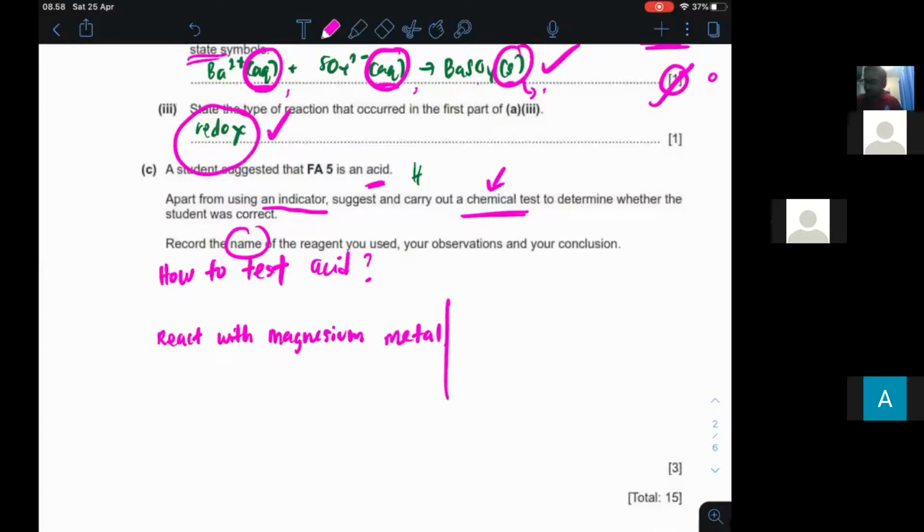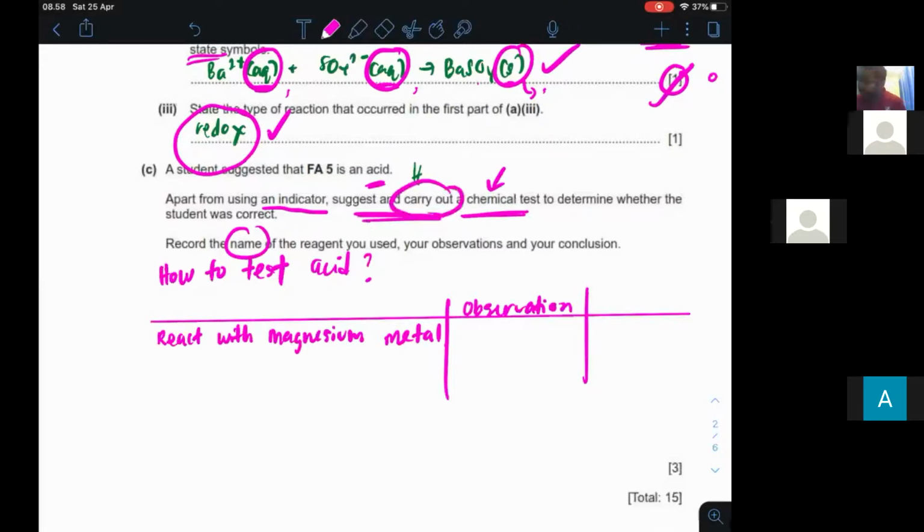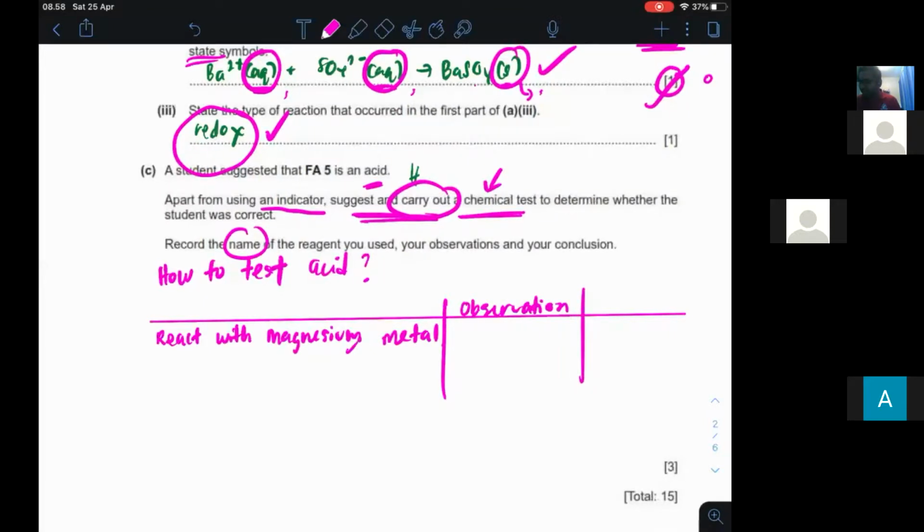So I will say my observation. They say record, so you can just write, or you can use a table to write all this: observation, what you will do. This one is suggest and carry out. Do remember this, you need to do the test. So you are provided with the magnesium metal. When you do this, we are expecting hydrogen gas to be released.